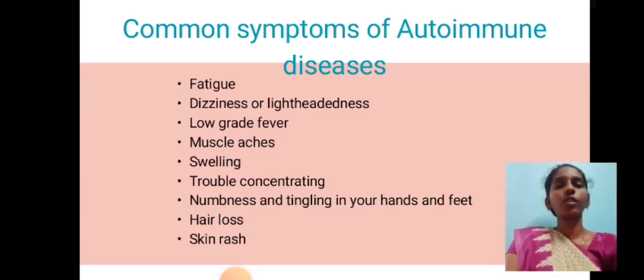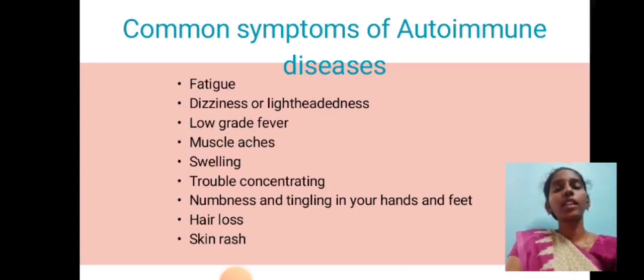Next, common symptoms of autoimmune disease. Some lifestyle changes are the most common treatment for autoimmune disease. Now we are going to see the symptoms. Symptoms like fatigue, dizziness, low-grade fever, muscle aches, swelling, trouble concentrating, numbness and tingling in your hands and feet, hair loss, and skin rash. Skin rash is caused by psoriasis. These are all the common symptoms caused by autoimmune disease.